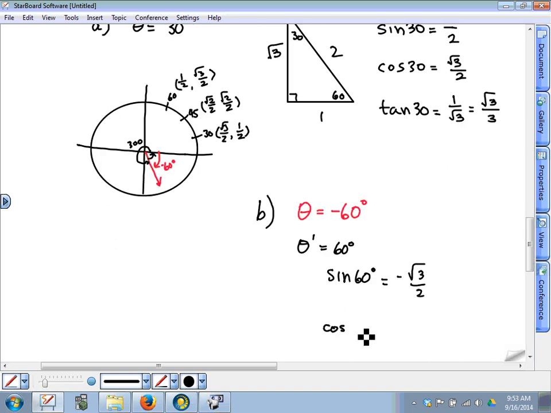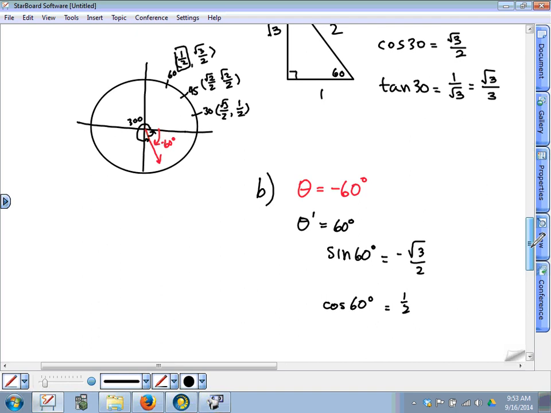Okay, the cosine of 60. Remember, the cosine is equal to the x value, so at 60 degrees, the cosine is 1/2. But we're in the fourth quadrant. What do we know about the fourth quadrant? It's positive in the fourth quadrant because we're in the cosine region there. So cosine of 60 can still be 1/2.